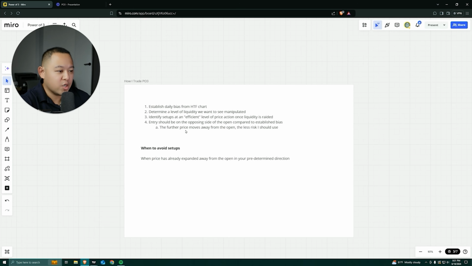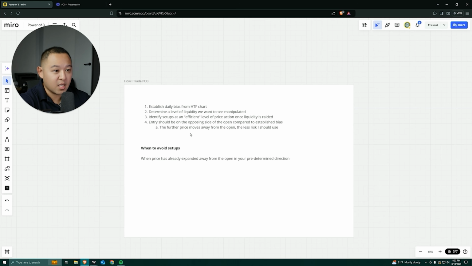So number 4, entry should be on the opposing side of the open, like I just spoke about, compared to the established bias. The further price moves away from the open, the less risk I should use, and the lower the likelihood of me succeeding in that trade. This is something you guys can test, and this is where you're going to instantly improve your win rate. If you were to only trade long positions after the market's already traded higher above the open, I guarantee your win rate is going to go down, and your average risk to reward is also going to go down because you're missing out on the smart money wick.